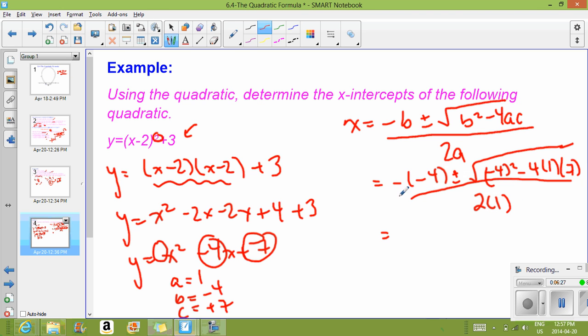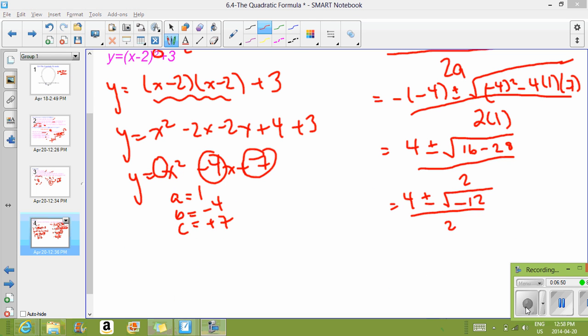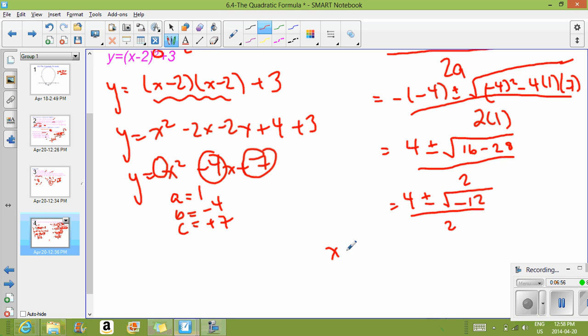So then we have a negative and a negative. This is positive 4 plus or minus the square root. Negative 4 squared is positive 16. And then we have minus 28, all divided by 2. And we continue on. 4 plus or minus the square root. If we do 16 minus 28, then we would get negative 12, and then it's all divided by 2a. Now remember, we have a plus and minus here, so this means one of our x-intercepts is 4 plus the square root of negative 12 divided by 2, and the other one would be 4 minus the square root of negative 12 divided by 2.